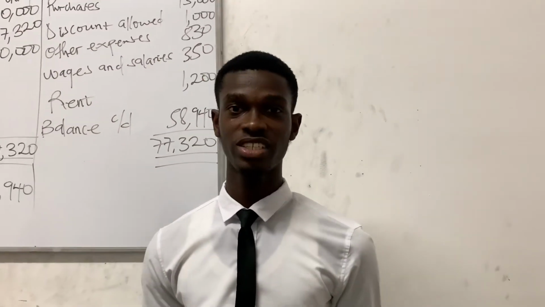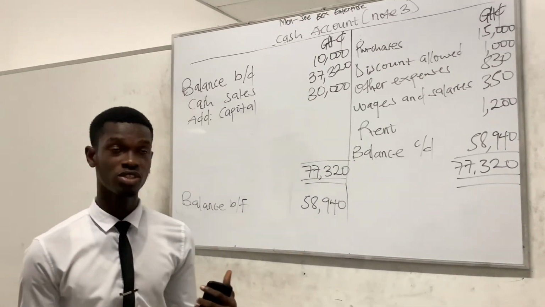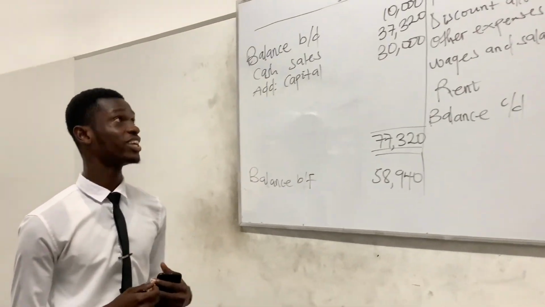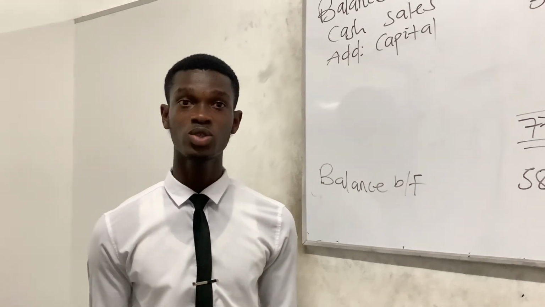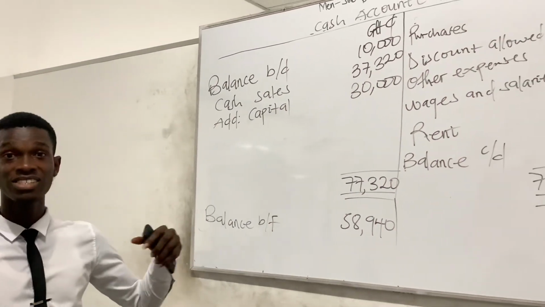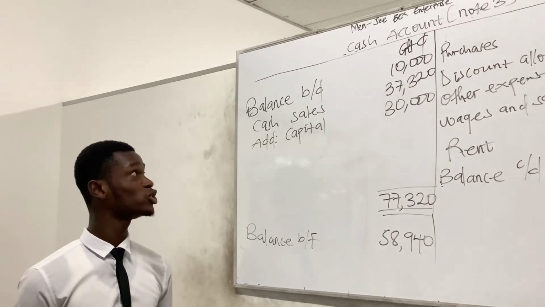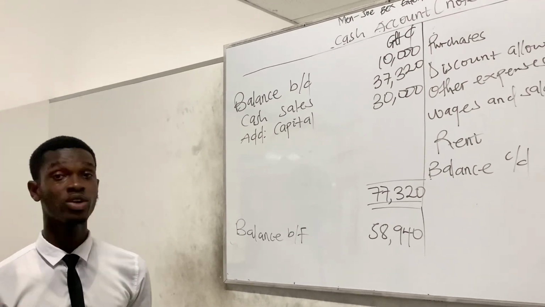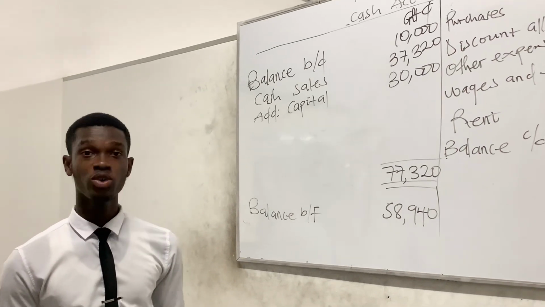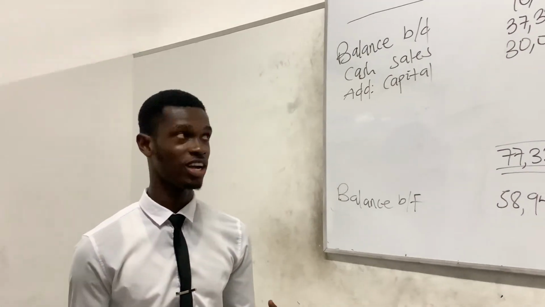In order to prepare the income statement and the statement of financial position, there are some relevant accounts which need to be opened or adjusted. And to take into consideration, the first one we're going to talk about is the cash account. In the cash account, we are going to ascertain the cash balance at the end of the week. So the cash balance at the beginning of the week was 10,000 Ghana cedis, and 37,320 was received in respect to cash sales. Pakwesi also introduced 30,000 Ghana cedis as additional capital.